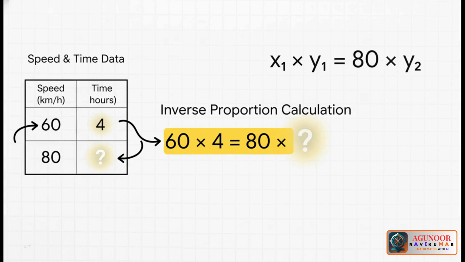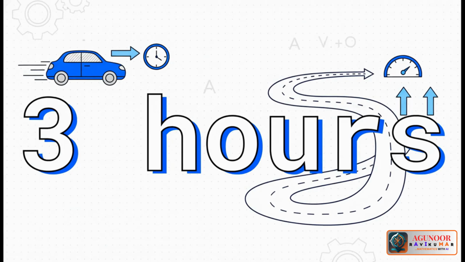Okay, so this time we're using our inverse proportion formula. We set the products equal. So 60 kilometers per hour times 4 hours has to equal 80 kilometers per hour times our new unknown time, y2. We do the math, and we find that the new time is just 3 hours. And that totally makes sense, right? We drove faster, so we got there quicker.